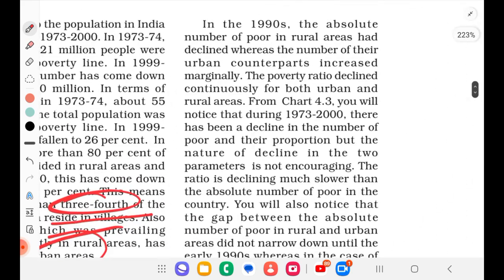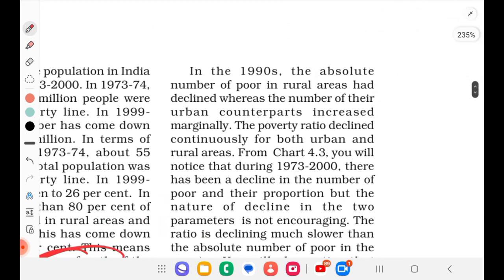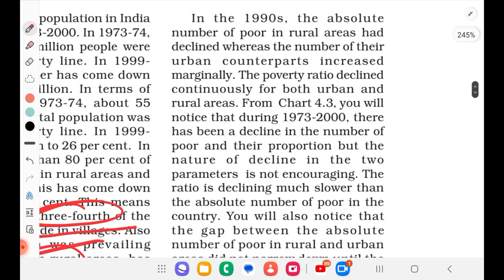In the 1990s, the absolute number of poor in rural areas had declined, whereas the number of their urban counterparts increased marginally. The poverty ratio declined continuously for both urban and rural areas. From chart 4.3, you will notice that during 1973 to 2000, there has been a decline in the number of poor and their proportion, but the nature of decline in the two parameters is not encouraging. The ratio is declining much slower than the absolute number of poor in the country.